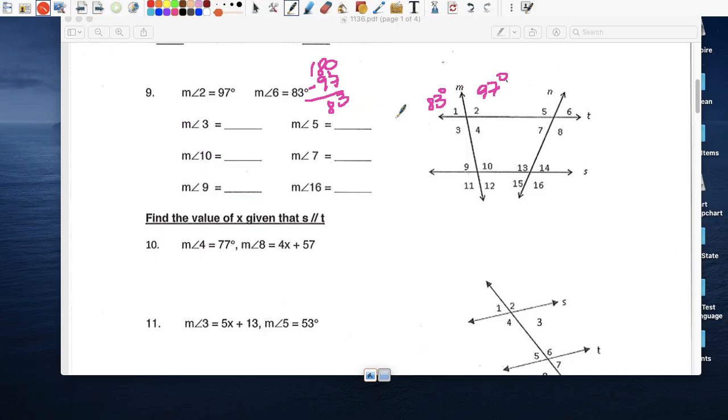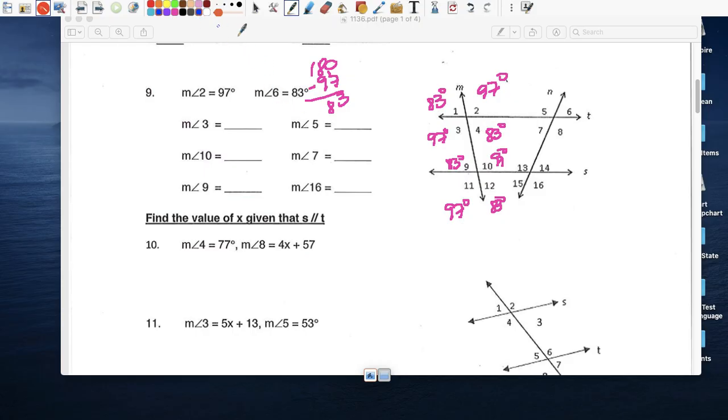And if I have that, I can fill in the rest. Look, 97, which makes this 97 because they're vertical. 83, this would be 83 because they're vertical angles. And then if I know the top 4, guess what? I know the bottom 4. It's the exact same thing. 97 degrees, 83 degrees, 97 degrees, and 83 degrees. Look how easy that was.